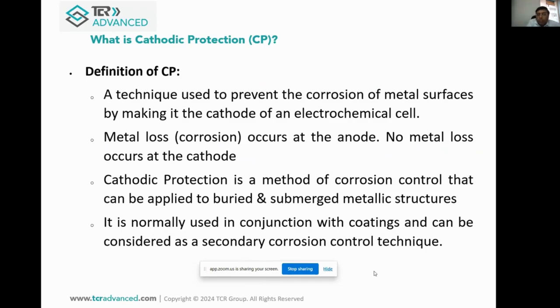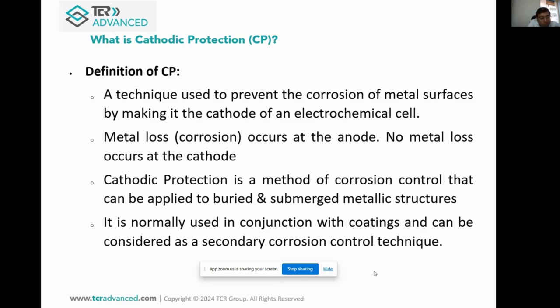So now, what is cathodic protection? Cathodic protection is an electrochemical technique used to prevent the corrosion of a metal surface by making it the cathode of an electrochemical cell. Metal loss occurs at the anode and no metal loss occurs at the cathode. Another very important point is that cathodic protection is a method of corrosion control that can be applied to buried and submerged metallic structures.